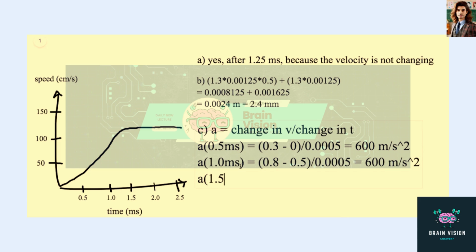Finally, at 1.5 milliseconds, we see that the velocity is no longer changing; it's flat. So the acceleration is now 0.